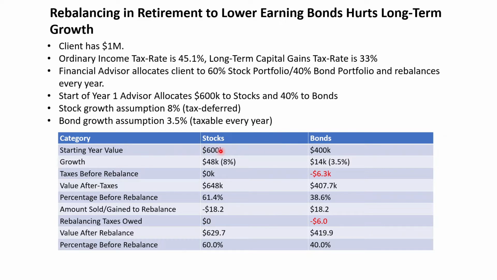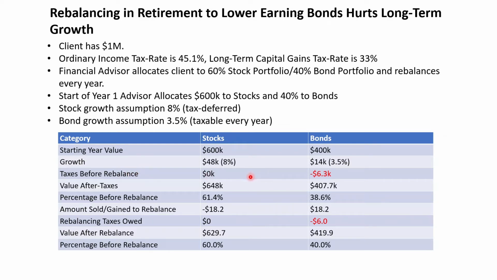So again, the starting value for stocks is $600K, and the starting value for bonds is $400K. If stocks make 8%, 8% on $600,000 is $48,000, right? If the bonds make 3.5%, that's $14,000 on this $400K. So we can immediately see the gross return is a lot higher on the stocks than the bonds, as we expected. The next thing is we have to consider taxes, right?